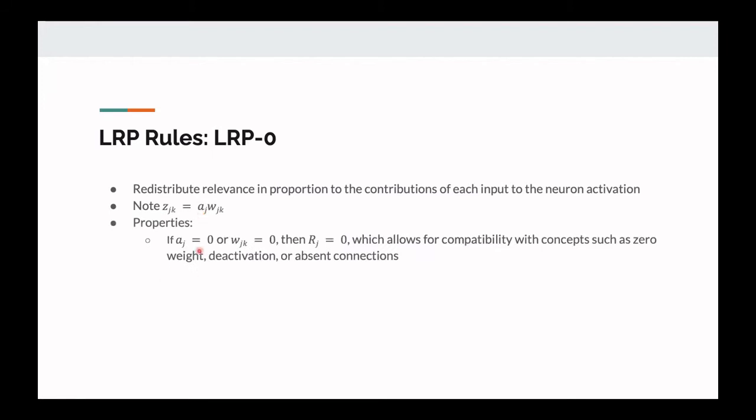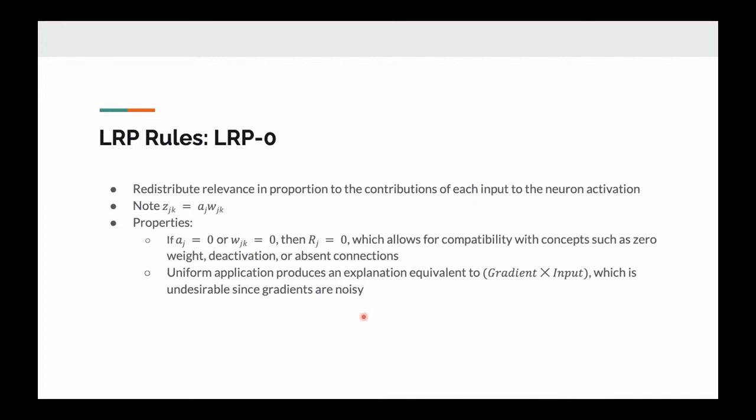The first one is that if A, the activations, or the weights are 0, then the relevance will be 0, which allows for compatibility with concepts such as zero weight, deactivation, things like that. And I think just intuitively that kind of makes sense, right? Like if either of these happens to be 0, then that particular neuron shouldn't really contribute much to the final output.